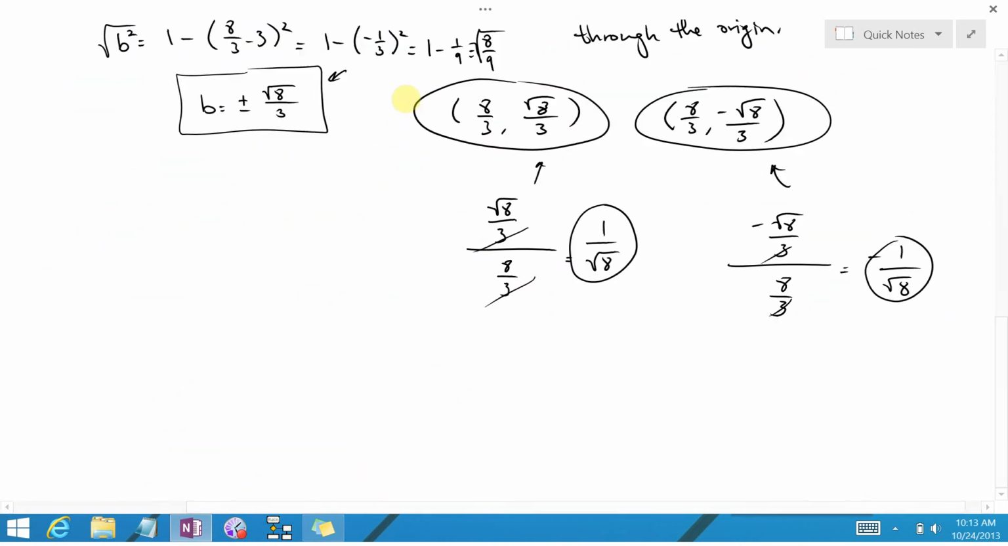So the 2 lines are y equals 1 over radical 8 times x and y equals negative 1 over radical 8 times x. Just like that.